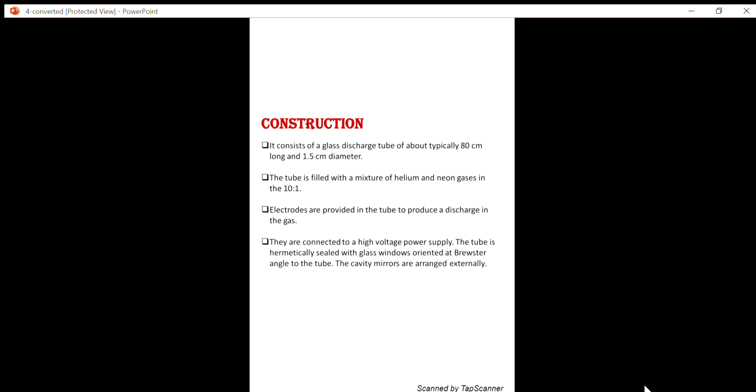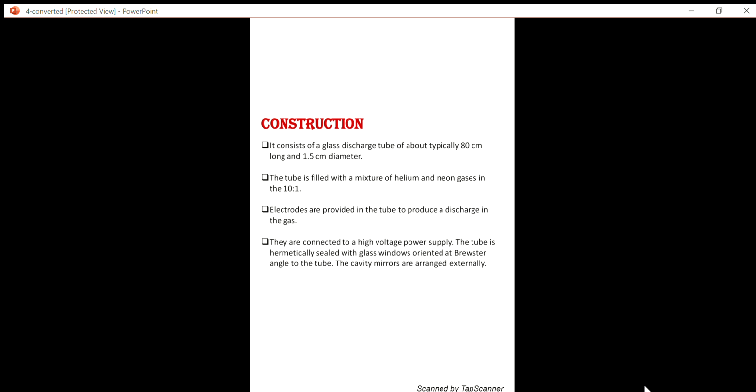The construction. The helium-neon laser consists of a glass discharge tube of about 80 cm long and 1.5 cm diameter. The tube is filled with a mixture of helium and neon gas in a 10:1 ratio. Electrodes are provided in the tube to provide a discharge in the gas. They are connected to a high voltage power supply.